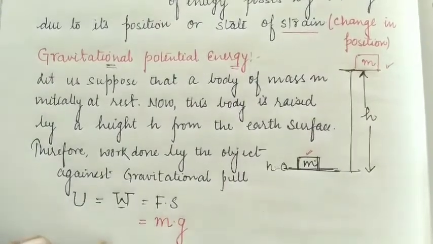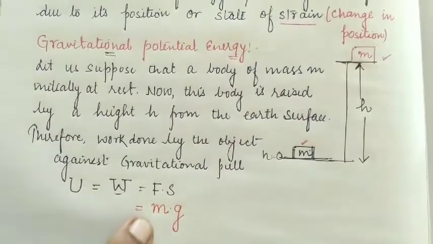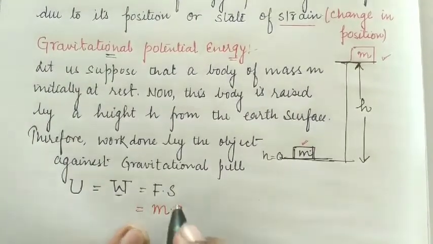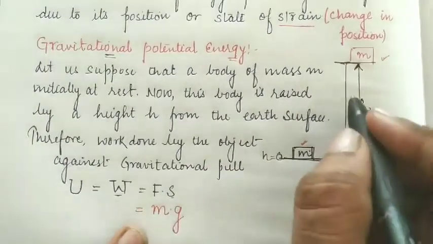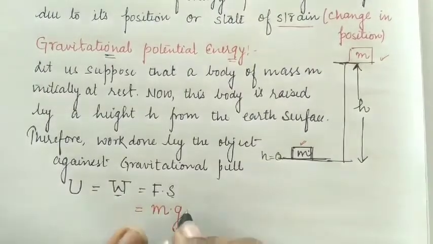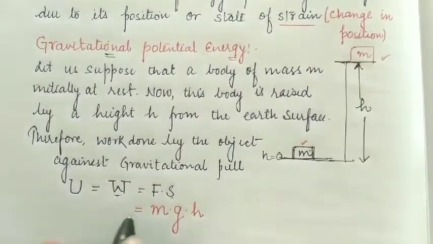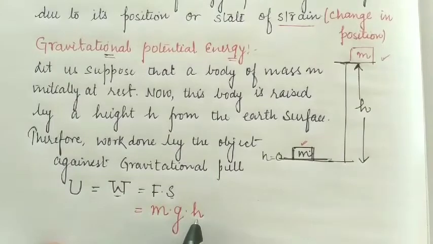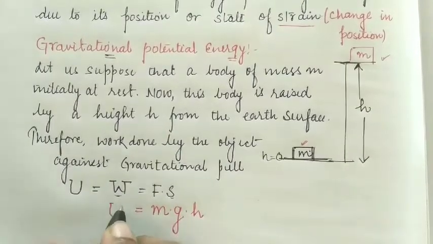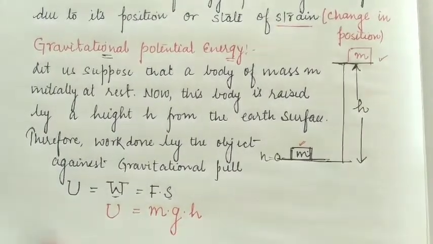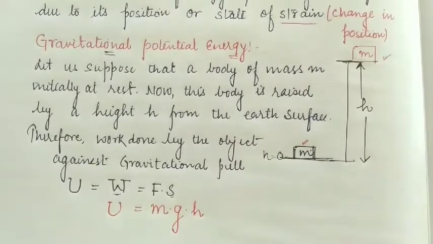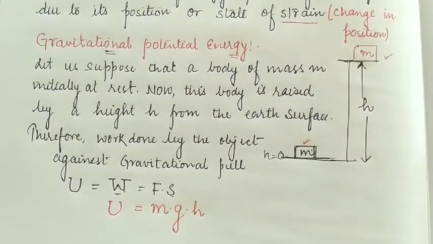The product of mass with the acceleration due to gravity is said to be the weight of the object, and h here is the displacement, the height. So the product of mass, gravity and height will give rise to the gravitational potential energy when a body is kept at a height h from the earth's surface. In this manner we can calculate the gravitational potential energy stored by a body.